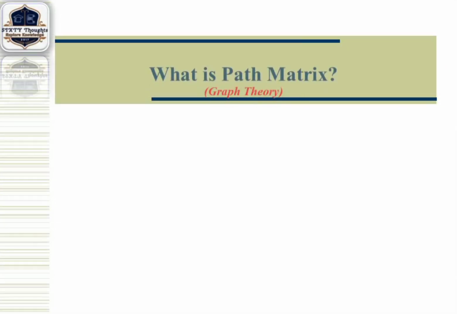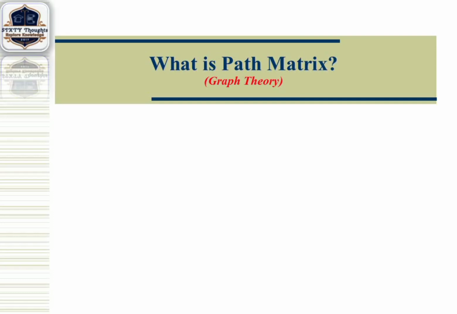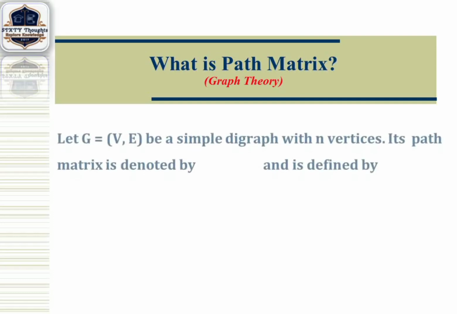Today we talk about what is a path matrix in graph theory. In graph theory, a path matrix is a matrix that shows whether a path exists between any two vertices of the graph. If it exists, then it is called 1. Okay, then it is called a path matrix. Let us see the mathematical definition.